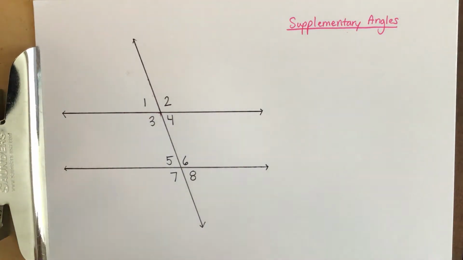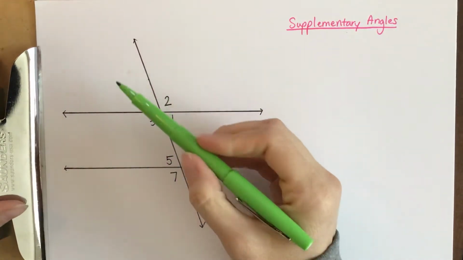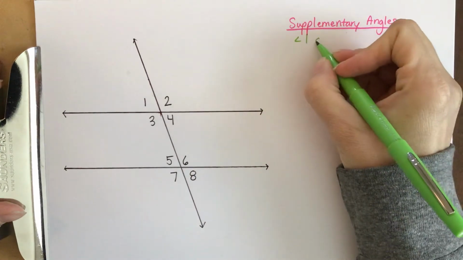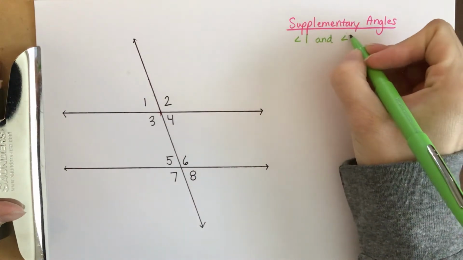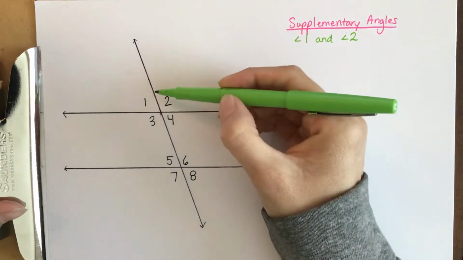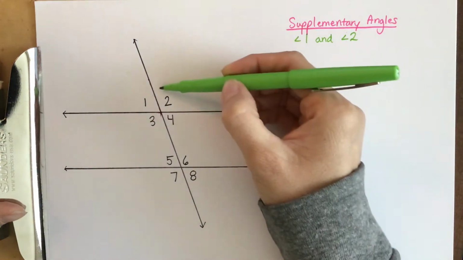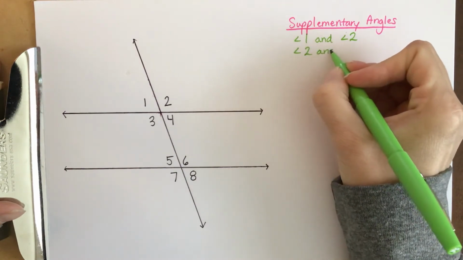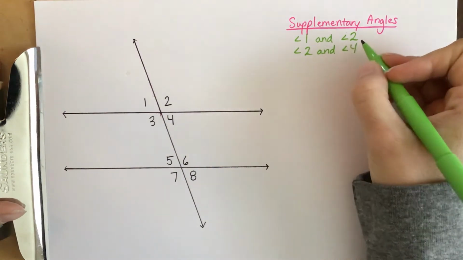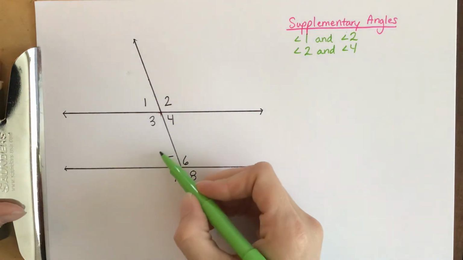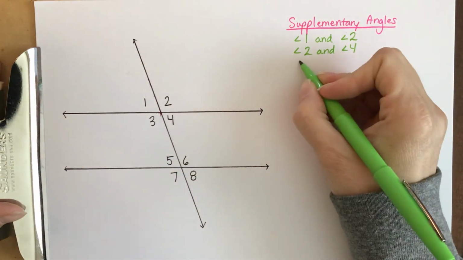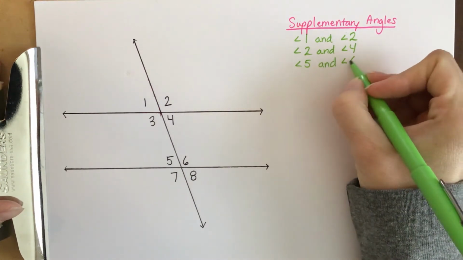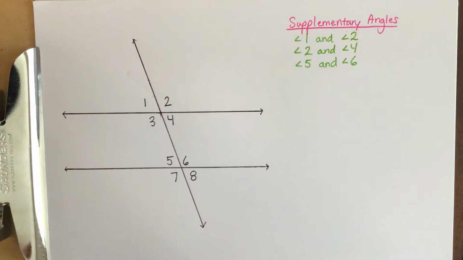So if you're looking at this, we can say that angle 1 and 2 are supplementary. You could say that angle 2 and angle 4 are supplementary. You could see that 5 and 6 are supplementary. And you're probably seeing many, many more that are supplementary, but we don't need to list them all out. I'm just giving you an idea.